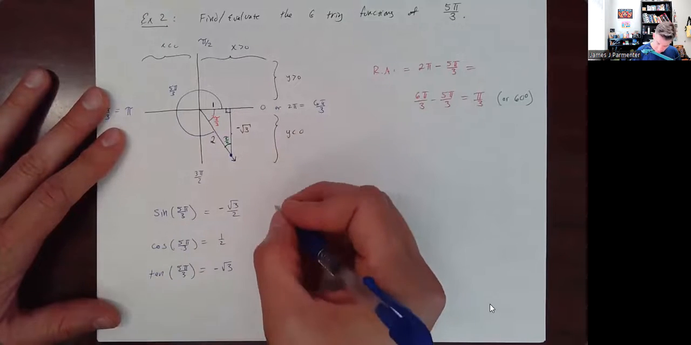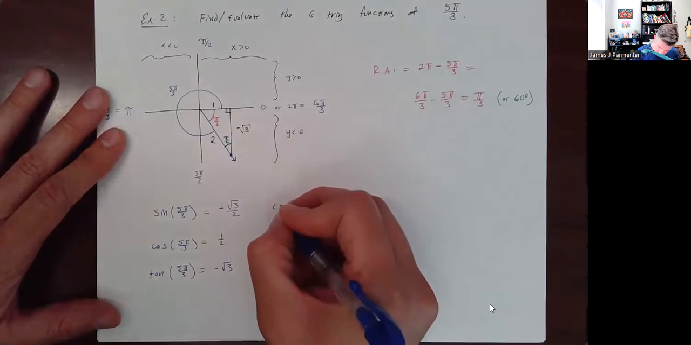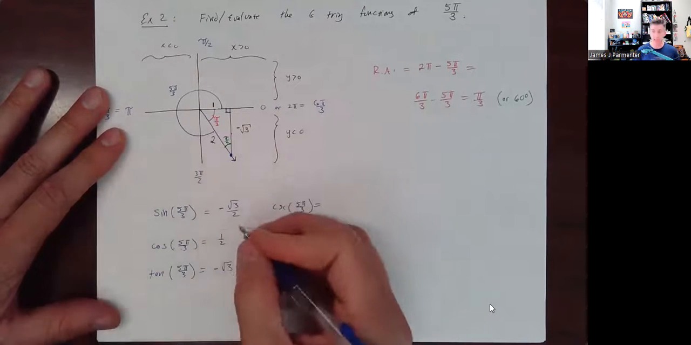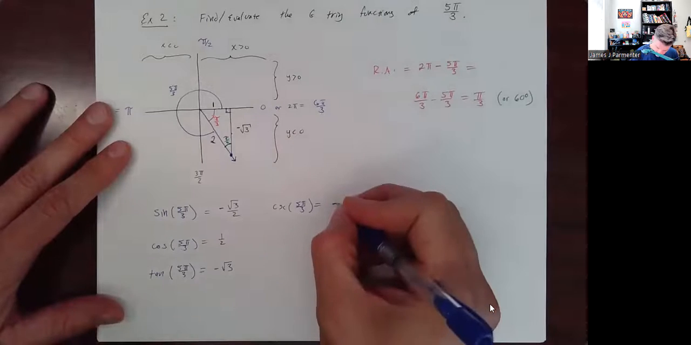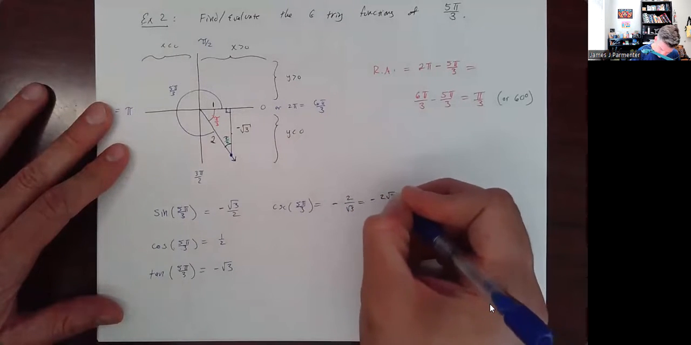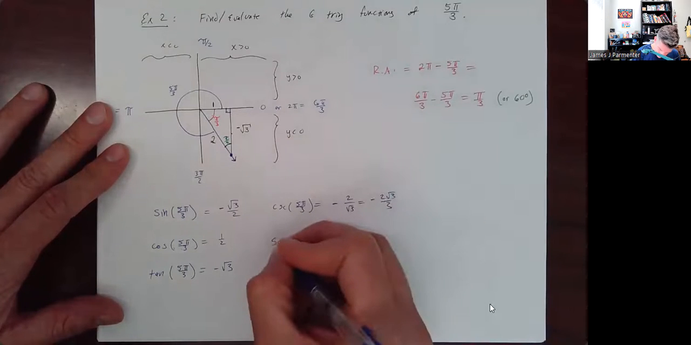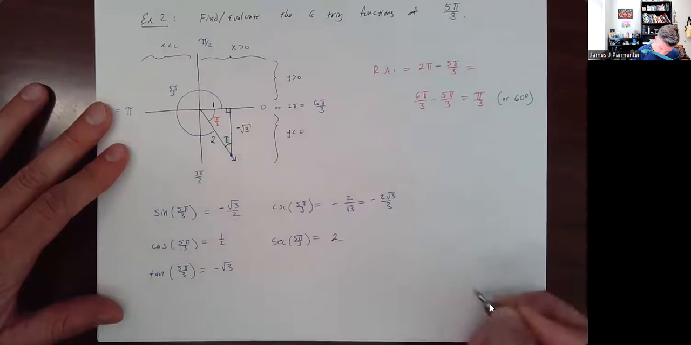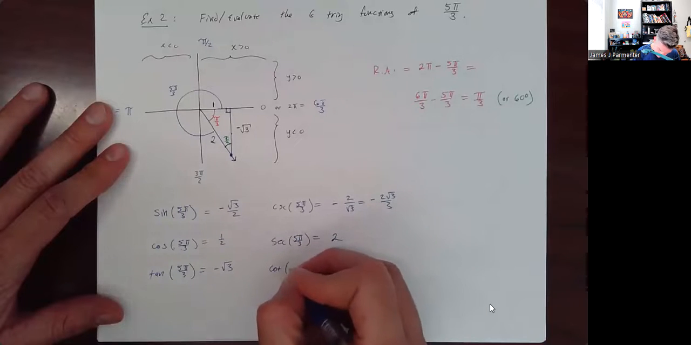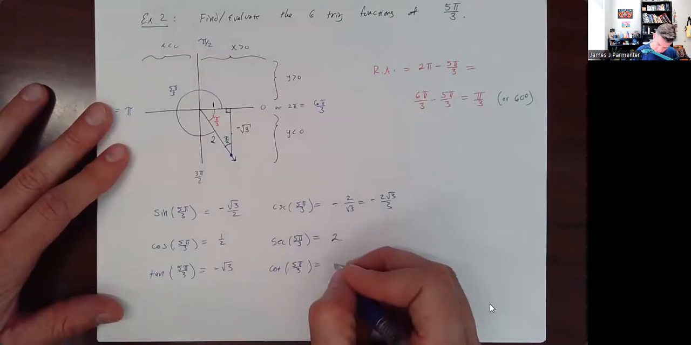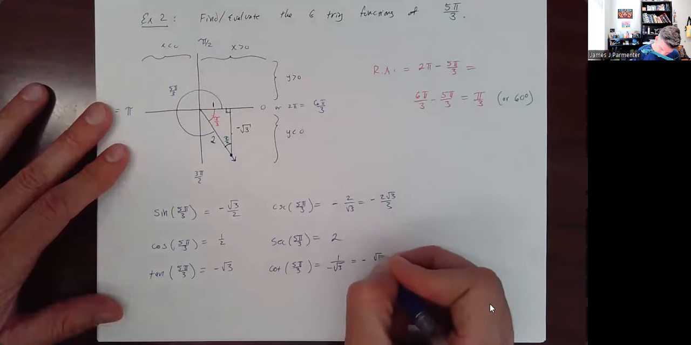And then the reciprocals. So we have that cosecant of 5 pi over 3 is equal to the reciprocal of this. Signs don't change, so it's going to be negative 2 over √3, which rationalizes as negative 2 √3 over 3. Secant of 5 pi over 3 is going to be positive 2 over 1. And cotangent of 5 pi over 3 is going to be 1 over negative √3, which rationalizes, and we bring out the negative, as negative √3 over 3.